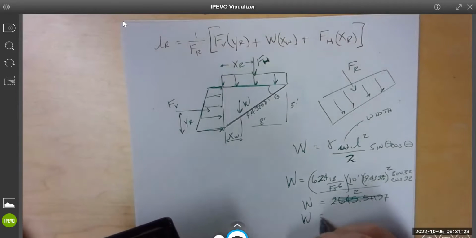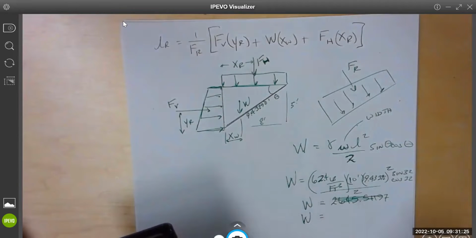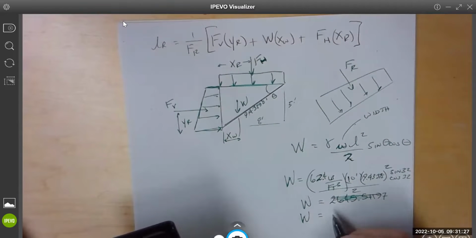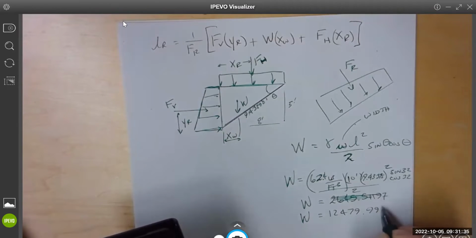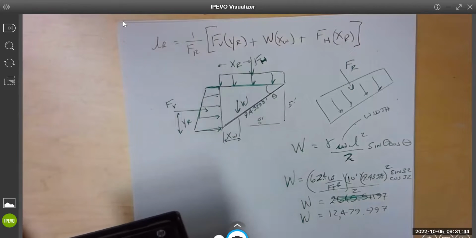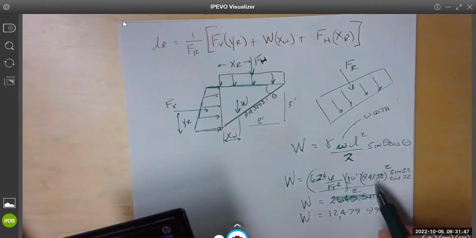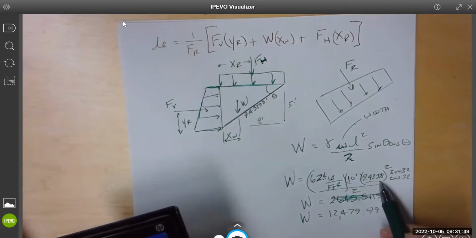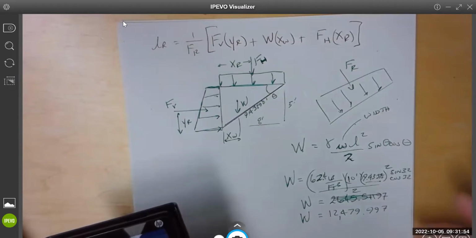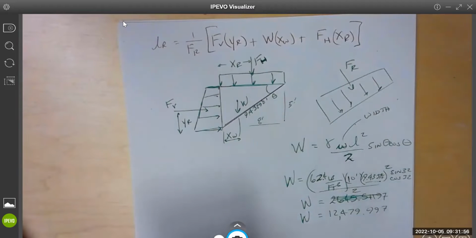Anybody get a number? Oh, what did you get? 12,479. I got that also. I got 12478.85. I kept all of it. Oh, okay, so some rounding going on.